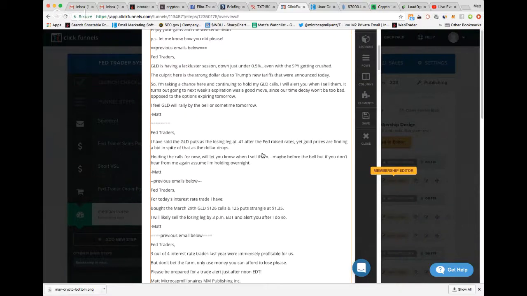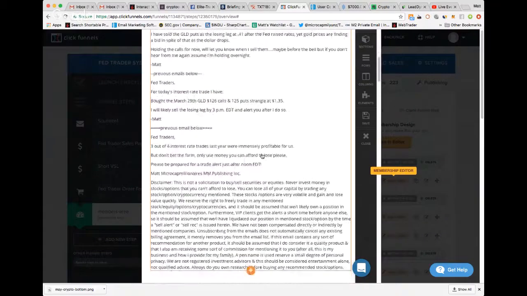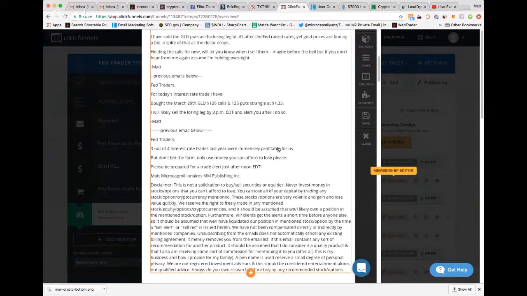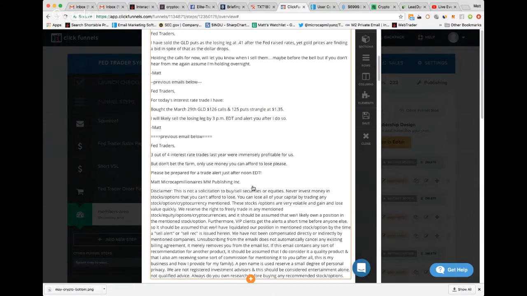The point here is that I sent out the initial email to let people know, hey, there's a trade today, because there's not a trade every day. This is based on certain events. You can see down here where it says 3 out of 4 interest rate trades last year were immensely profitable for us. Please don't bet the farm, yada, yada, yada. That's just to give you a heads up.